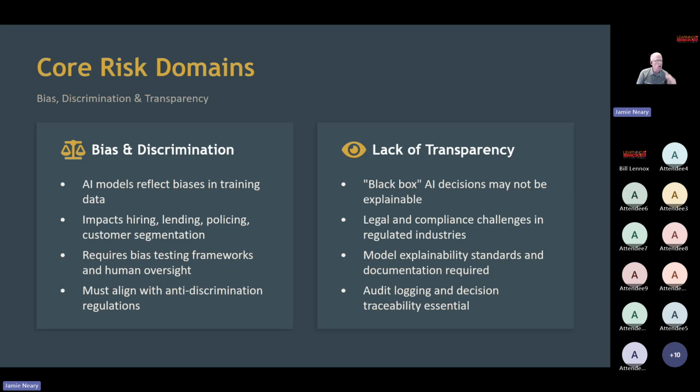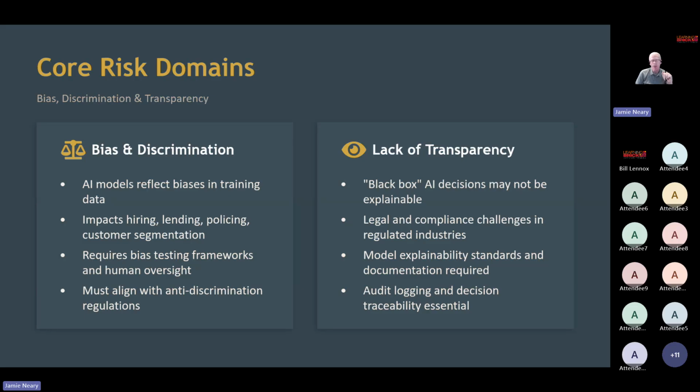So number one, look at bias and discrimination. AI models can reflect biases in the training data. So if I'm designing an AI that's going to take a look at approving mortgages, and I'm going to use data from 25 years ago, where the bulk of people who were applying for mortgages were men, is that going to lead to potential discrimination against women applying for a mortgage? Do we have equal representation?